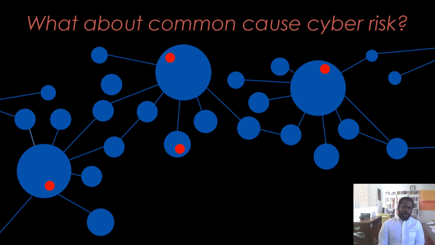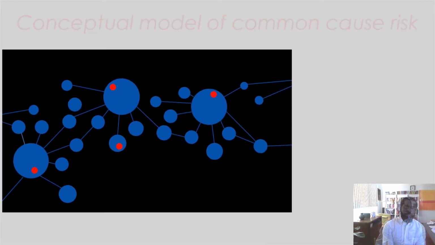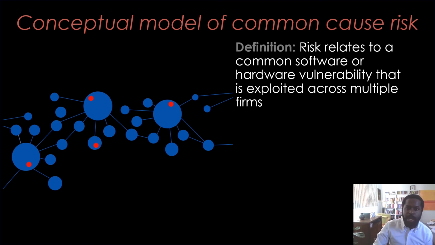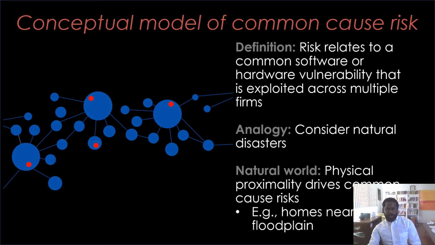So what about common cause cyber risk? I dropped this one and thought I would come back to it quickly before wrapping up. But for common cause cyber risks, we didn't model any type of detail, frankly, just because it's hard. We can offer a conceptual model, which we did in our paper, just to discuss it because it's very interesting. And it relates to common software and hardware vulnerabilities, for example, like EternalBlue.